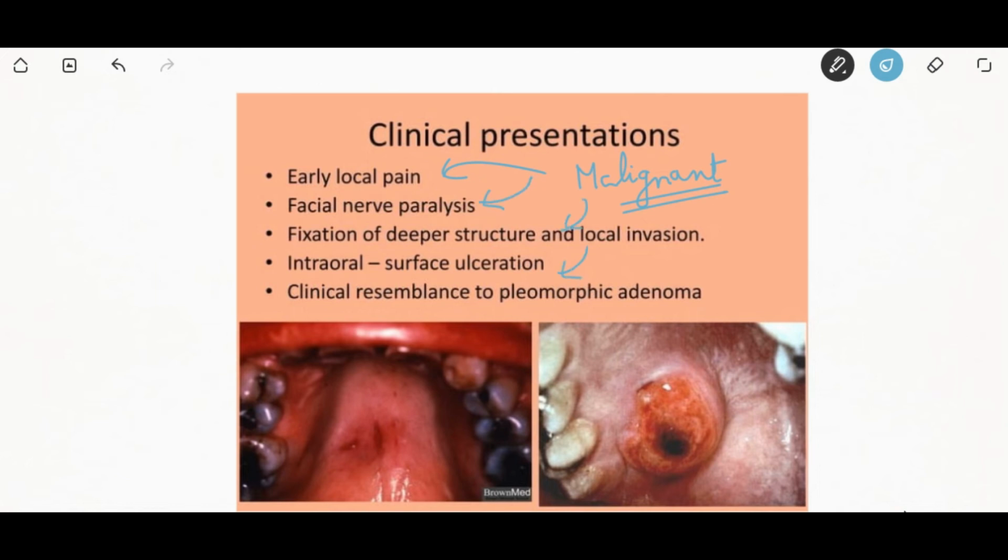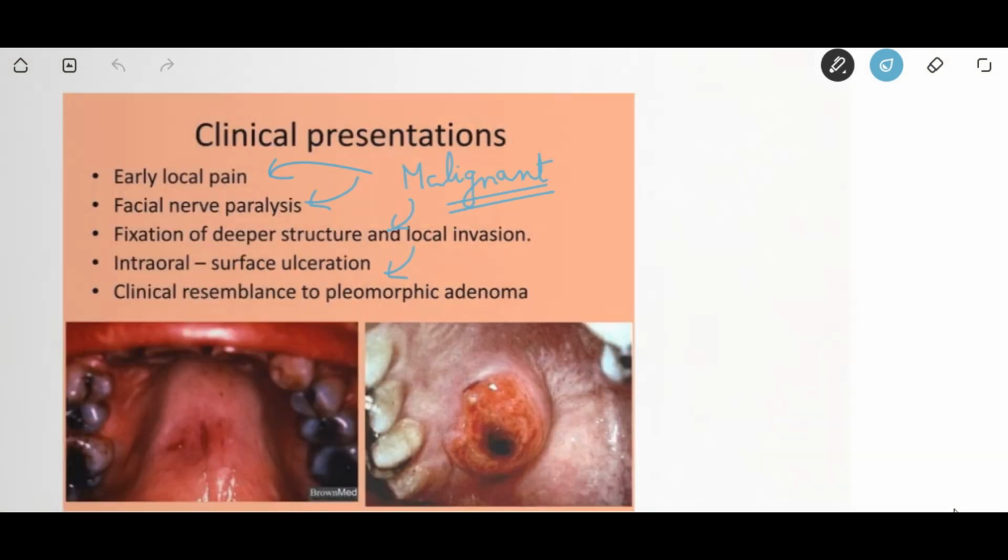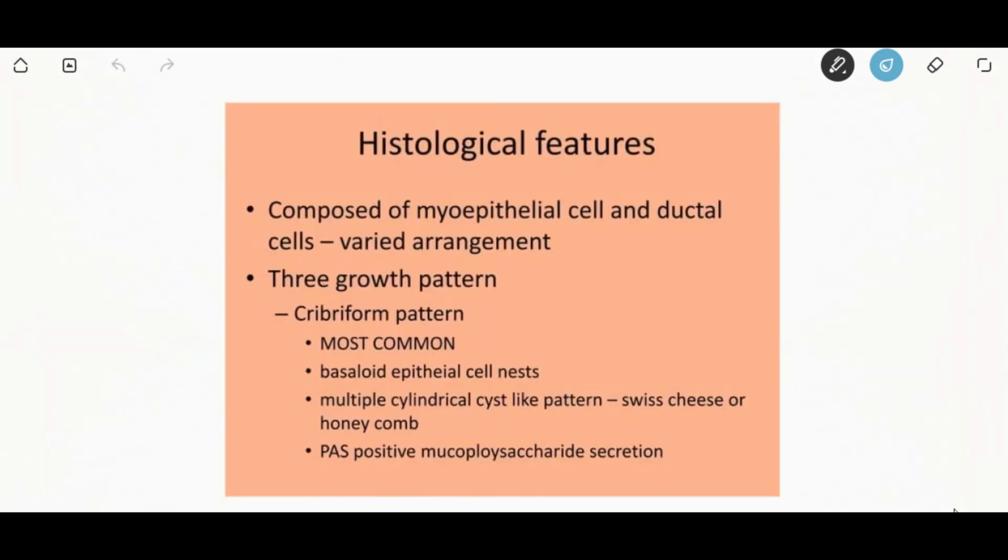It may show fixation to the deeper structures and one may see invasion. This adenoid cystic carcinoma has a marked tendency to spread through perineural spaces and usually invades well beyond the clinically apparent borders.